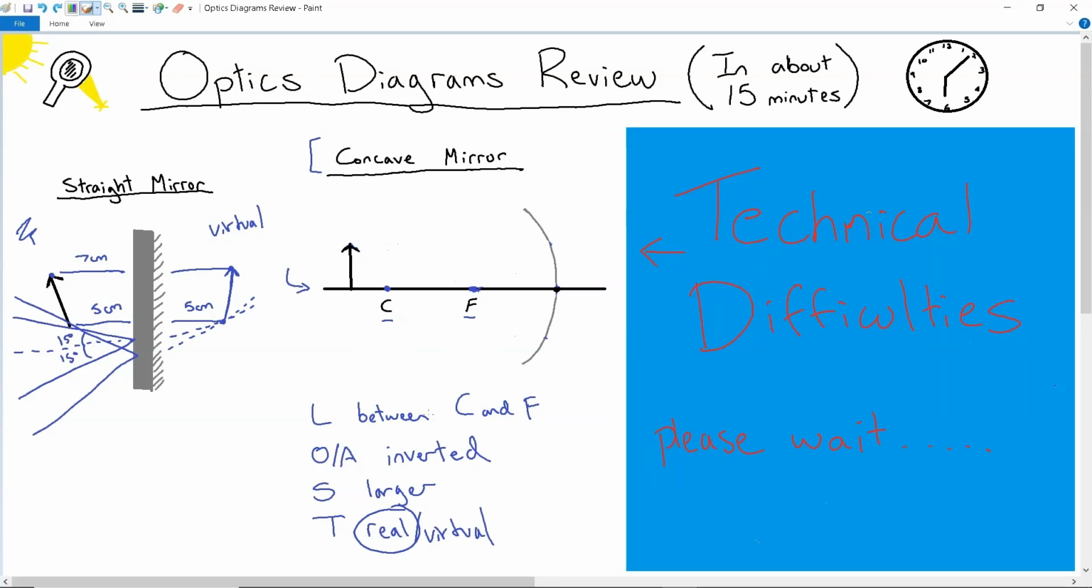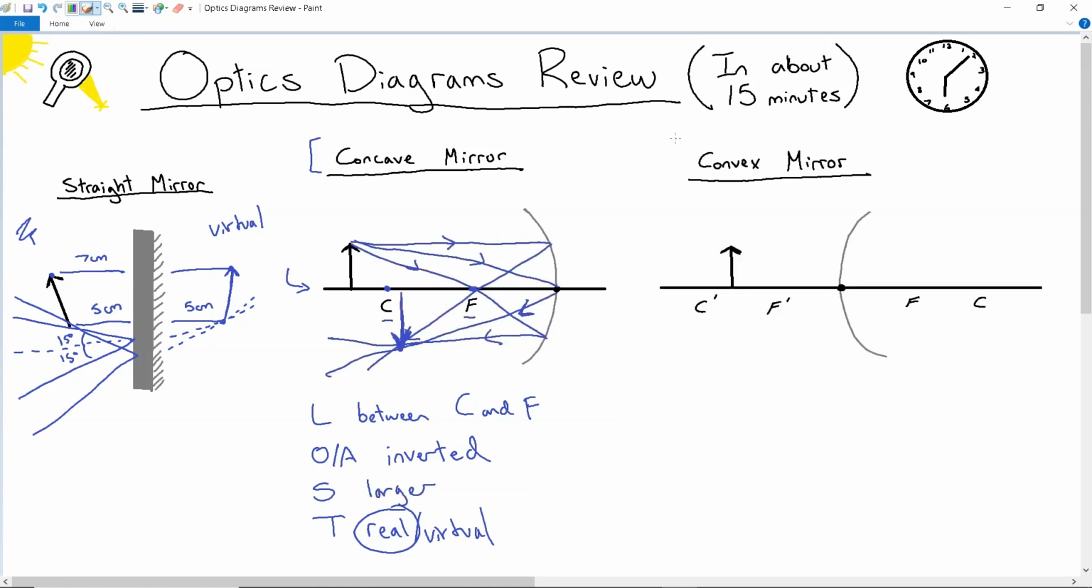Just jumping in quick to make a correction. I mistakenly said that the image in this scenario would be larger, but it's actually going to be smaller. So I'm going to redraw the diagram with the same ray rules. So we're going parallel, then back through F, and then we're going through F and back parallel. So this is a little bit clearer, and you can kind of see that our image is actually slightly smaller than our object. So sorry for that, but let's get back to the video.